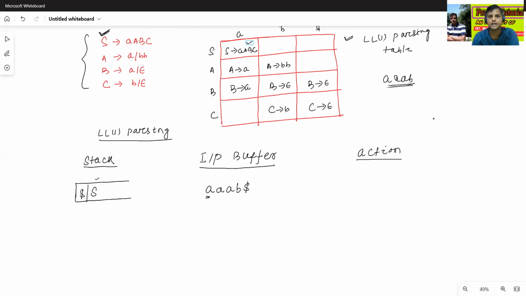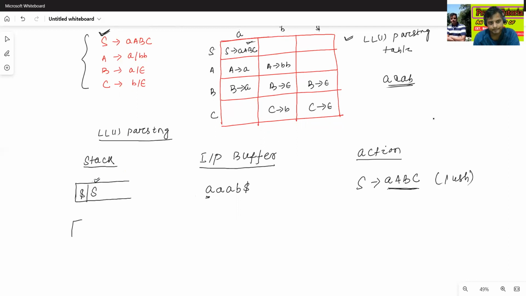Which production exists for S on A? See here, S to small a, capital B, capital C. So this is called a push action. So this action is called a push action. Okay. Now we'll push the right side of this production into the stack by replacing this S.